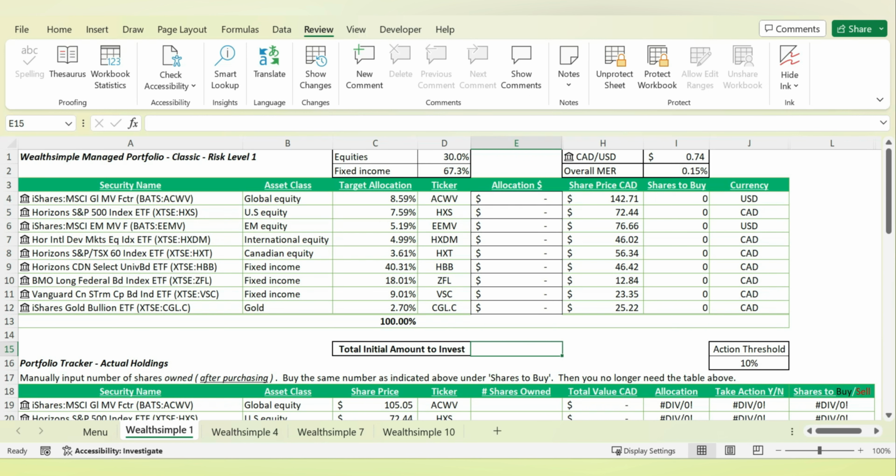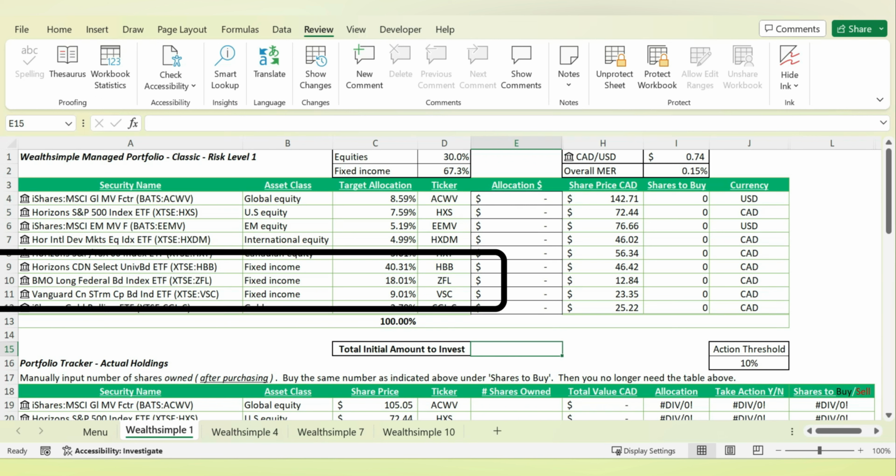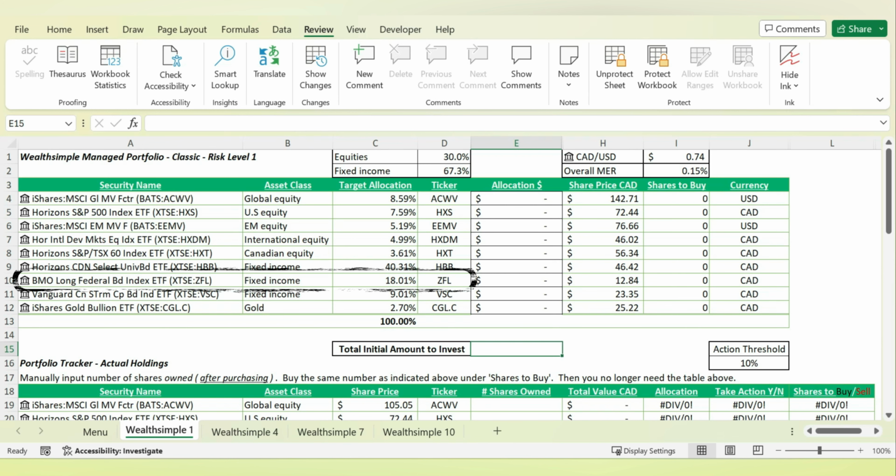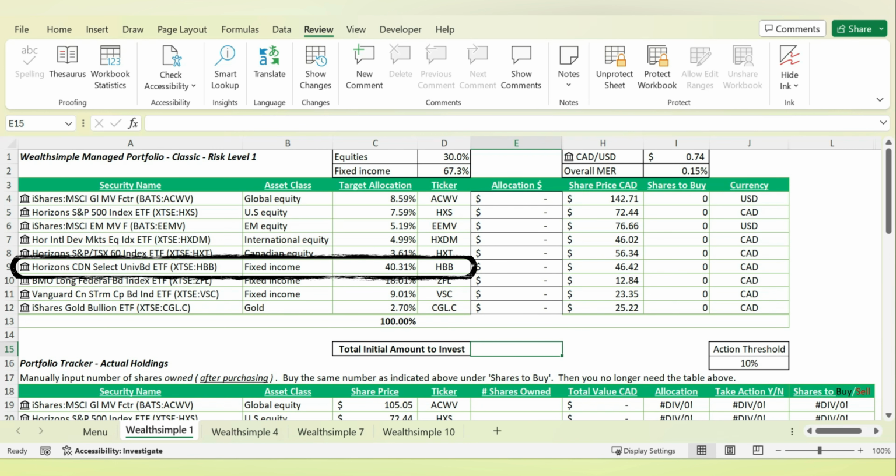I'll talk more about equities momentarily, but for now, I just wanted to focus on the fixed income portion of this portfolio. As you can see here, there are 3 separate ETFs, which doesn't seem too excessive, but if we have a closer look, ZFL is a long-term federal bond index ETF. Like the other 2 fixed income ETFs in the portfolio, it strictly contains bonds from Canada. HBB is your standard universe or aggregate bond index ETF, which would cover a large swath of Canadian investment grade bonds, and most would be government.